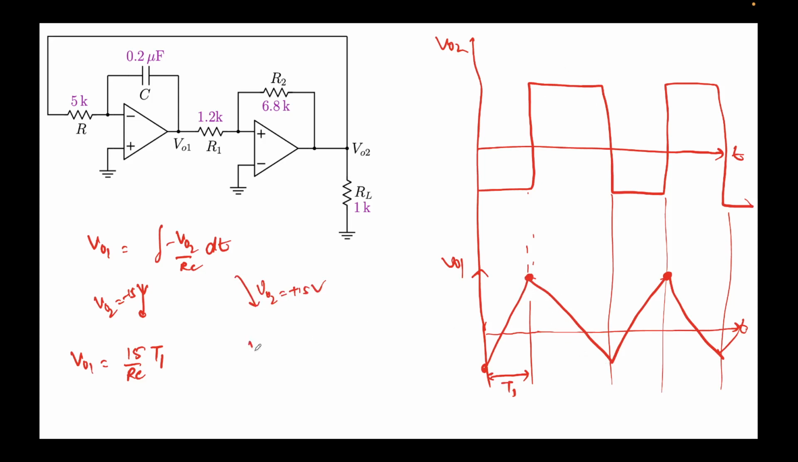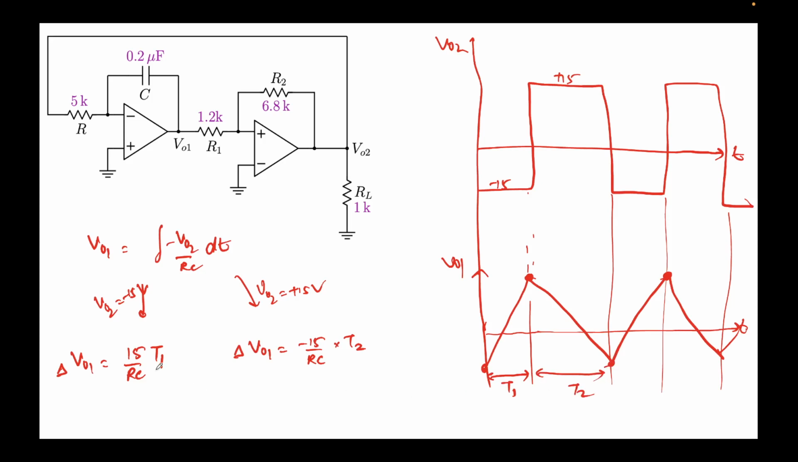Right? And then again you will see that V01, in this case I should rather say delta V01, will be minus 15 over RC times T2. Because you see, if you put the value of V01 as plus 15, which is here, and minus 15, which is here, this is the total swing that we are going to see. And now we can clearly see that this is time T2.